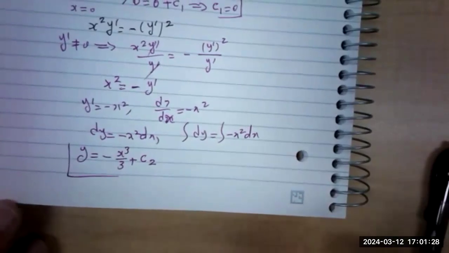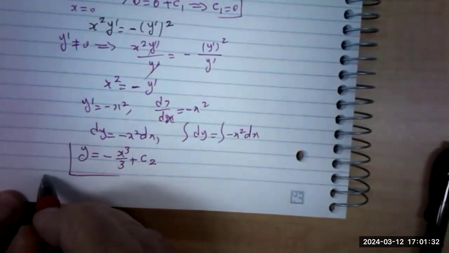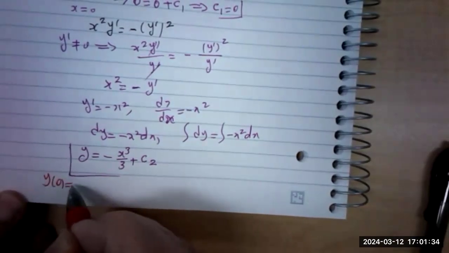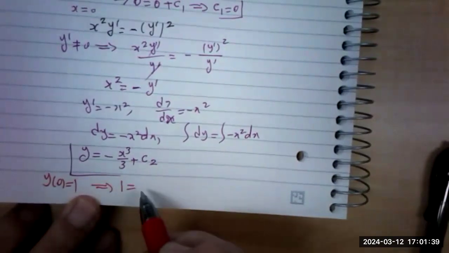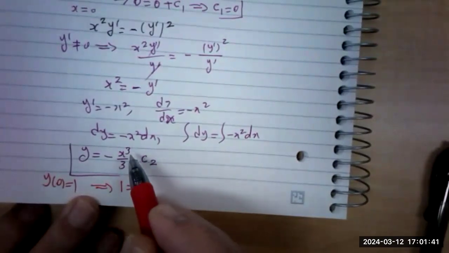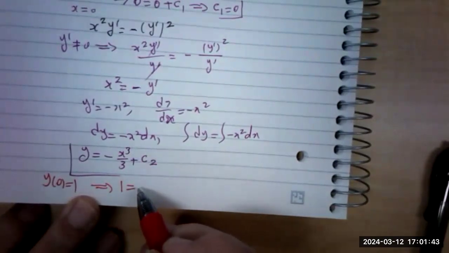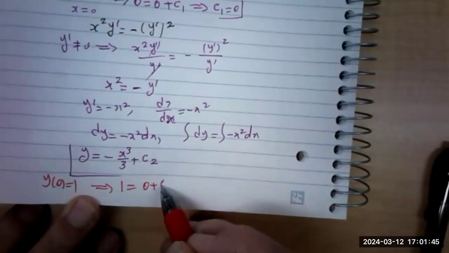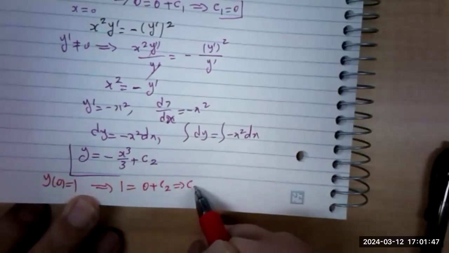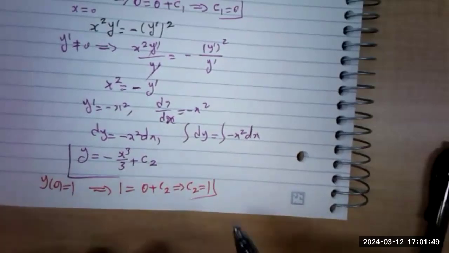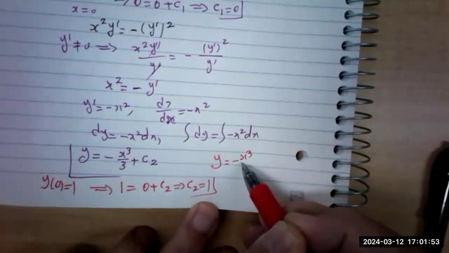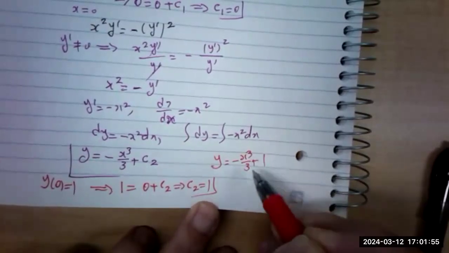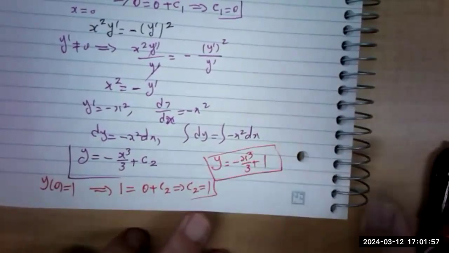Okay, but you do have an initial condition. The initial condition is what? The initial condition is that y of 0 is equal to 1. So that tells you that 1 equals, replacing the x by 0, 0 plus c2. So c2 would be 1. So the final answer is y equal to negative x cubed over 3 plus 1. That gives you the final answer.